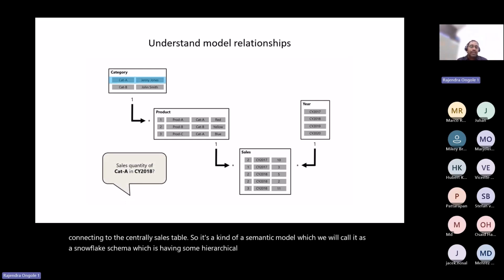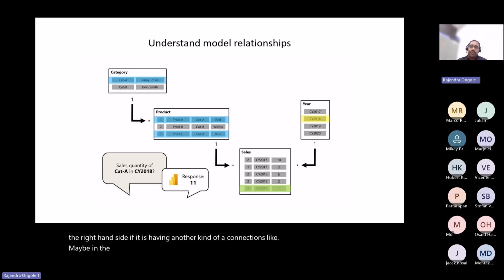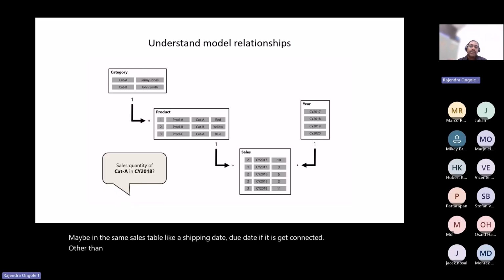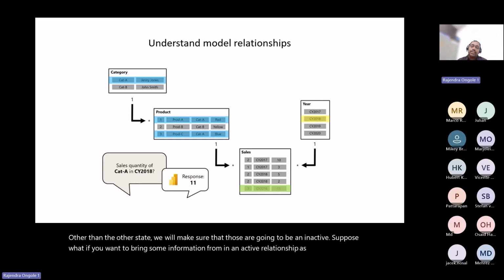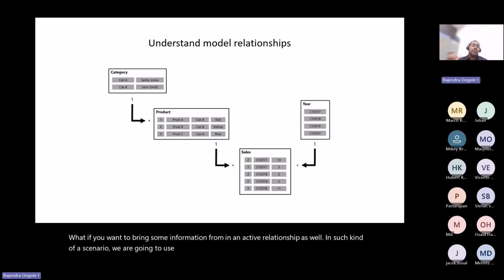And coming to the year on the right hand side, if it has another kind of connections, maybe in the same sales table, like a shipping date or due date, other than the order date, we will make sure that those are inactive. Suppose you want to bring some information from an inactive relationship as well. In such a scenario, we are going to use some DAX logic to bring those numbers from the inactive relations to the active.